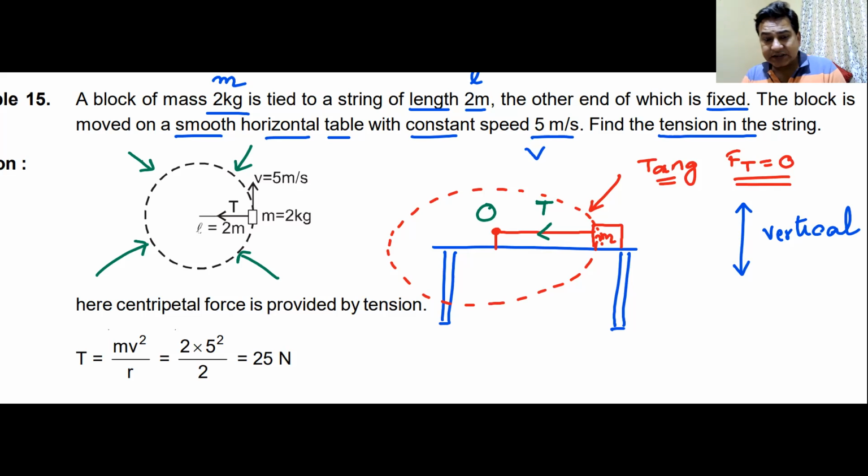Again, I will repeat. The tangential direction is along the surface of this book. There is no force acting along the surface of this book. Frictionless path, smooth path, and hence I cannot write any equation in this direction. The tension in the string is always acting towards the centripetal direction, the radial direction. That is the only force acting along the radial direction or towards the center.